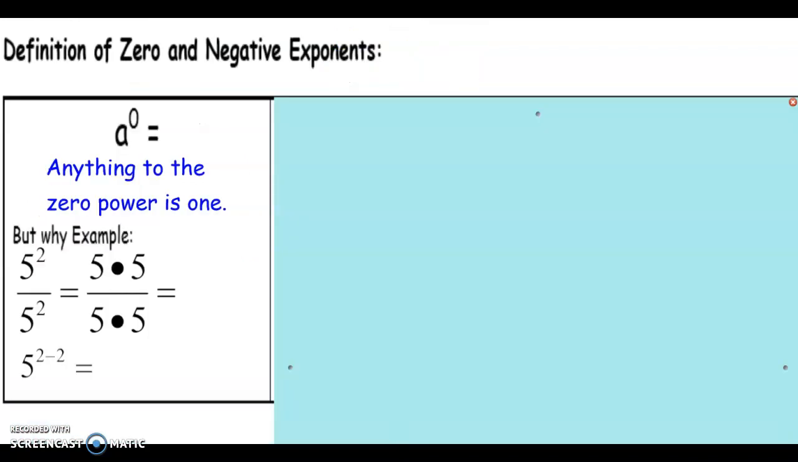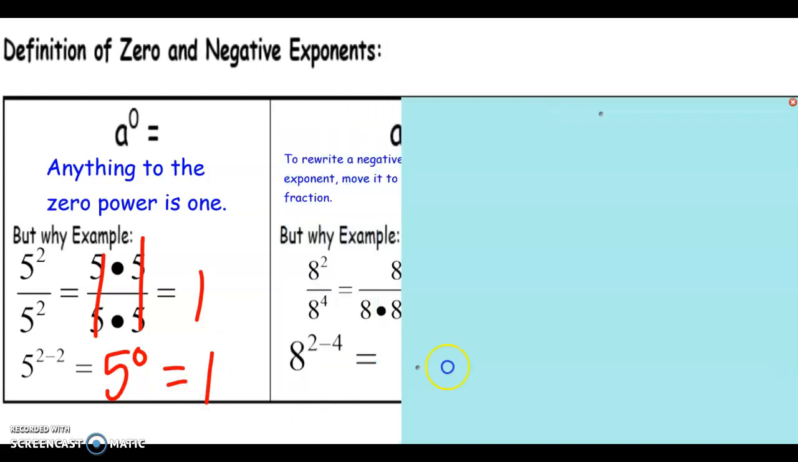All right, so fill out your definitions. So a to the 0, it says anything to the 0 power is 1. So an example, but why this works, go ahead and take some time and write 5 to the 2nd power over 5 to the 2nd power. Well, if you write that out, it's 5 times 5 over 5 times 5. I can cancel all of those, and I get 1. So 5 to the 2 minus 2, which is 0, is the same thing as 1.